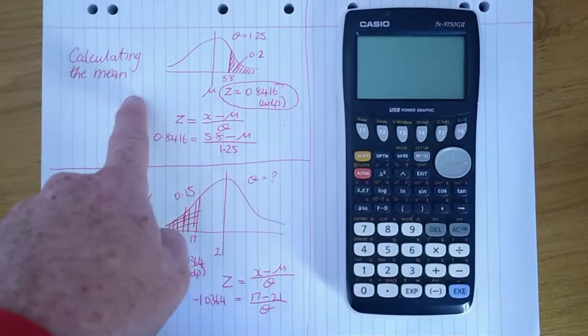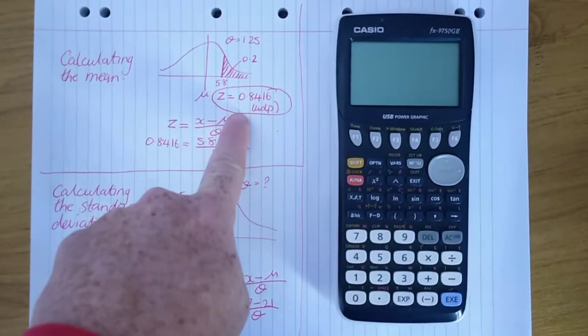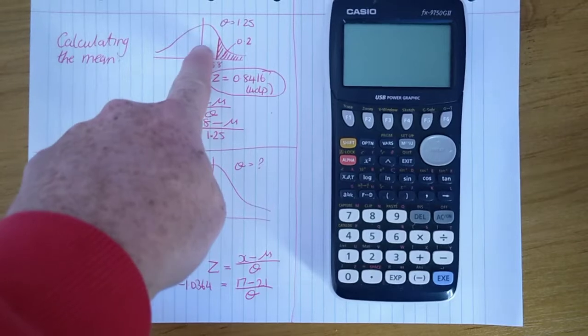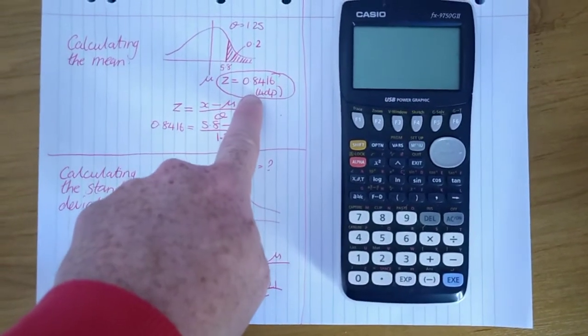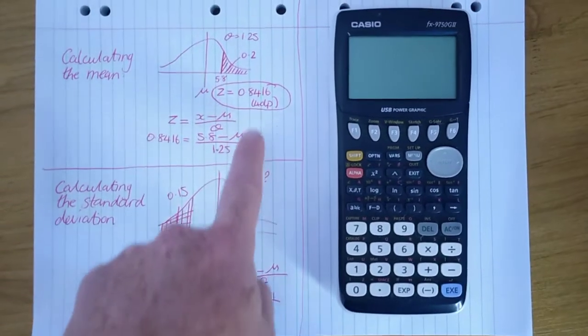Once we've done that, we would have used our graphics calculator to find the z value that relates to the 5.8, and that tells us how many standard deviations it is away from the mean. So in our case, we're 0.8419 standard deviations from the mean.